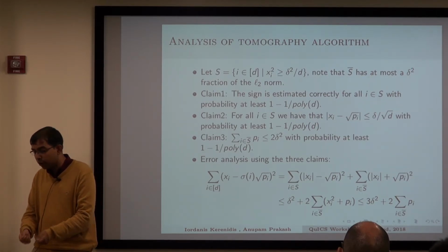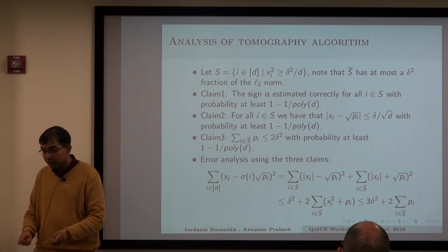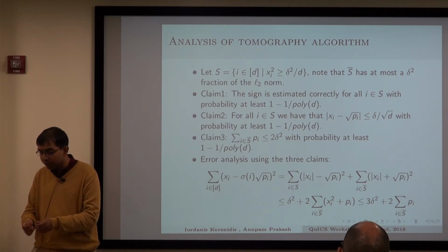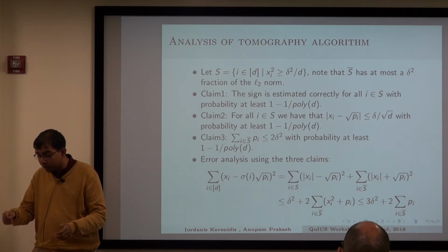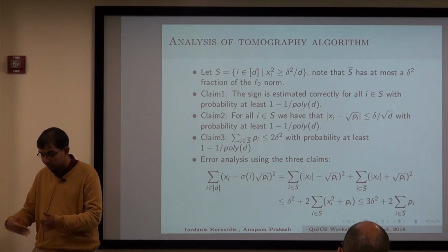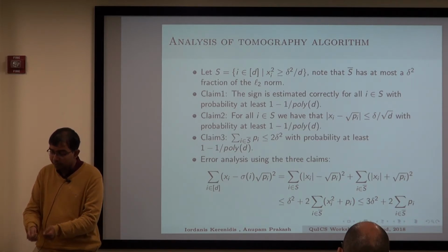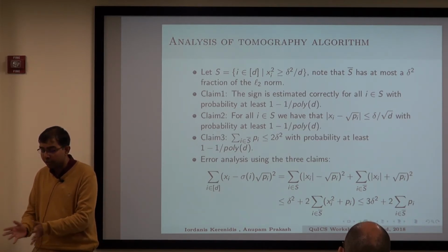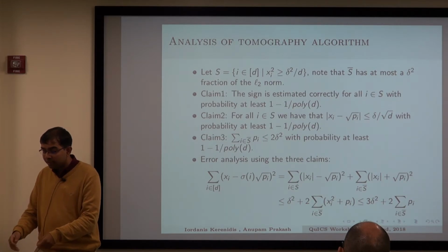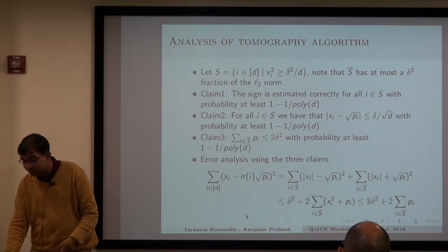So the sign is correct for all i in S with high probability. Then for all i in S, you really have square root pi_i estimates x_i with good error. And then the third claim is that the sum of the frequencies in the complement is small, like it's at most 2 delta squared. So one can do the error analysis using these three claims.